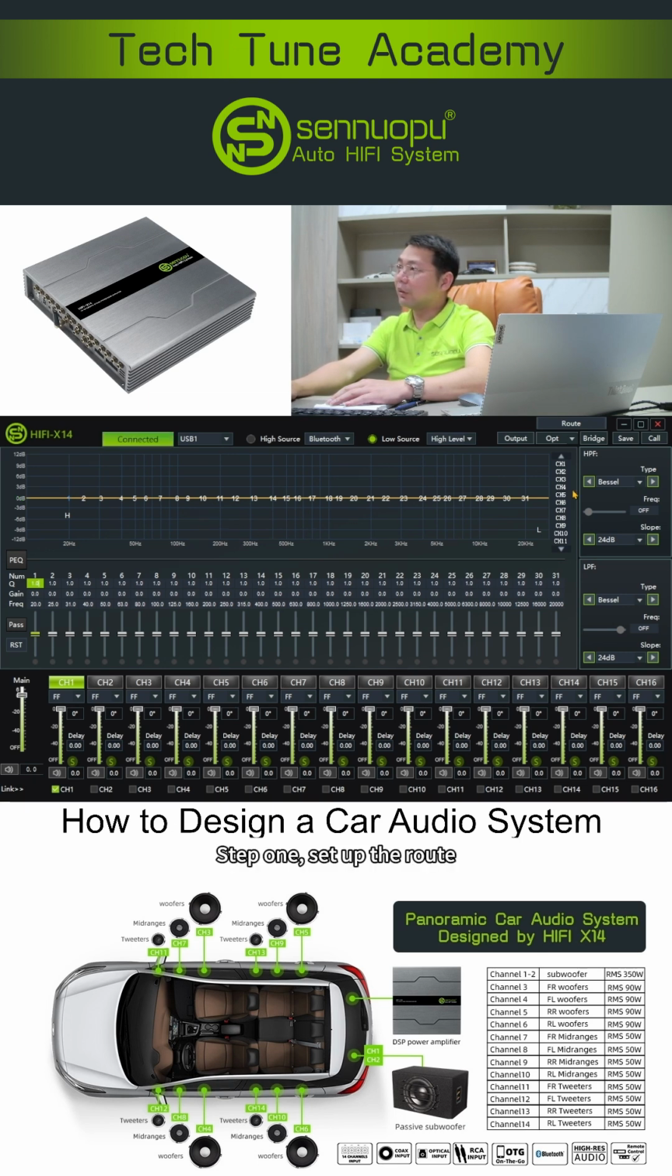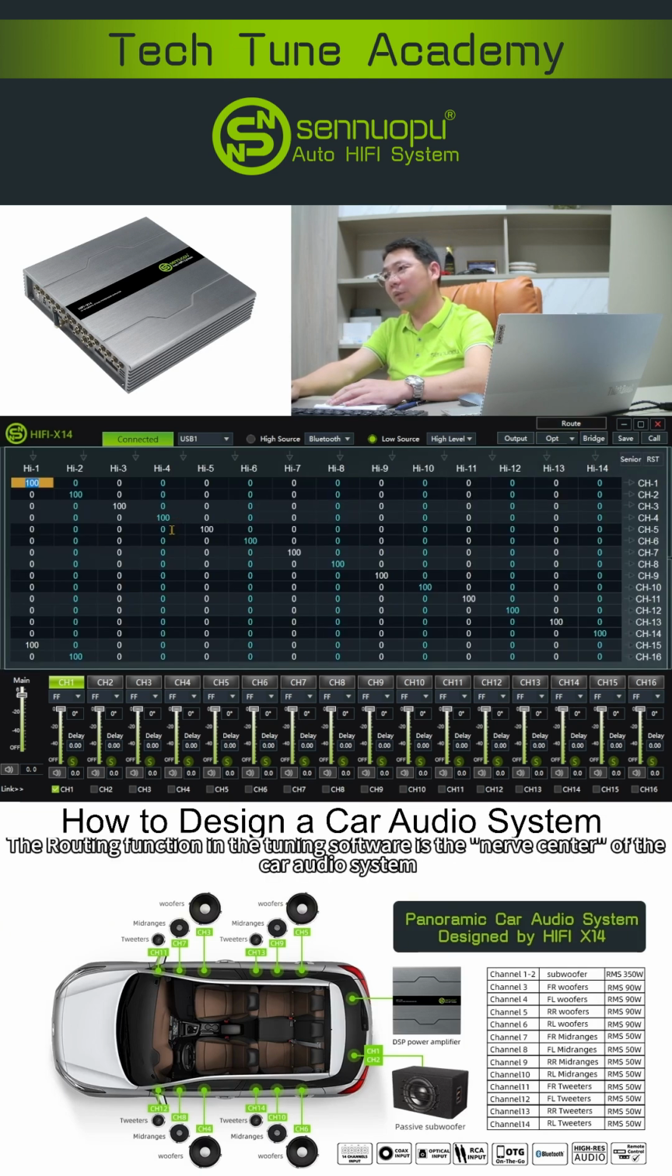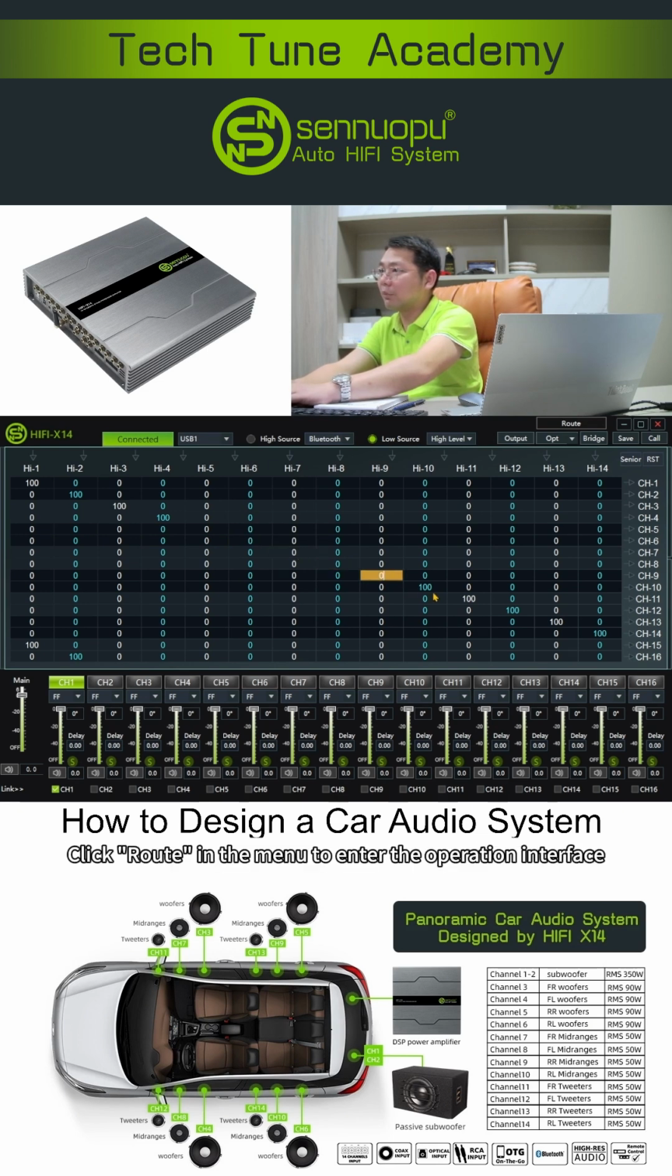Step 1. Set up the route. Why set up the route in the first place? The routing function in the tuning software is the nerve center of the car audio system, and its core role is to establish an accurate signal transmission path. Click Route in the menu to enter the operation interface.